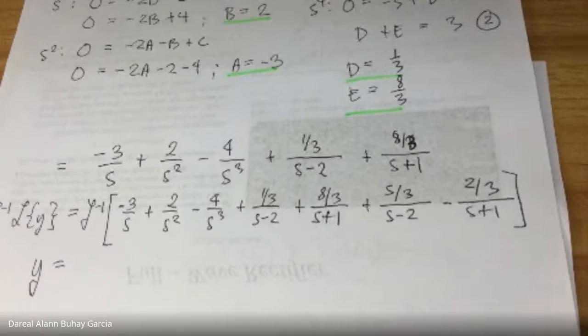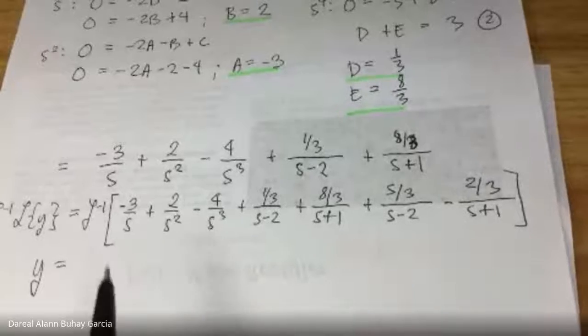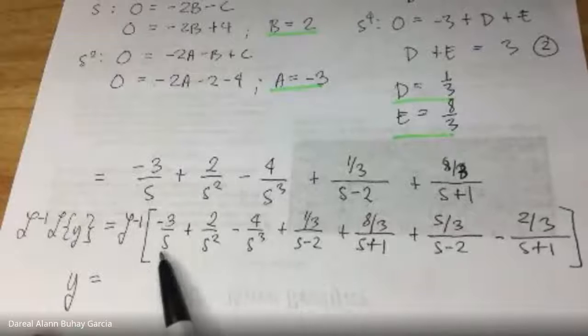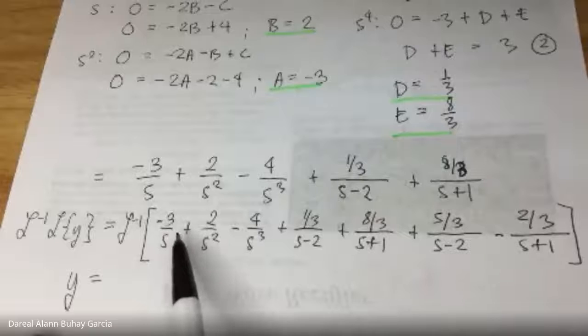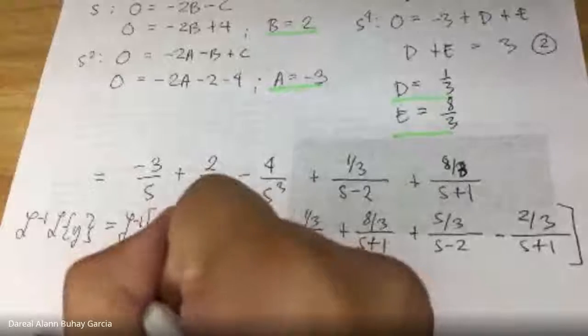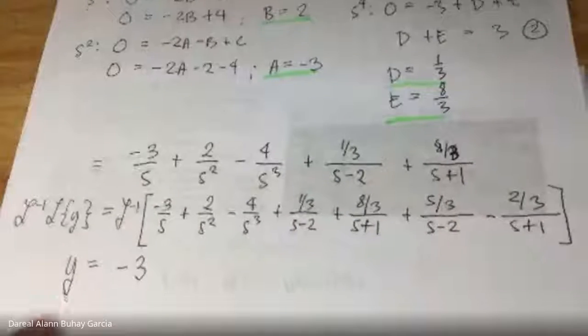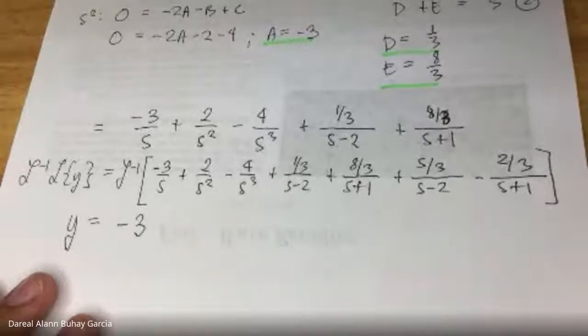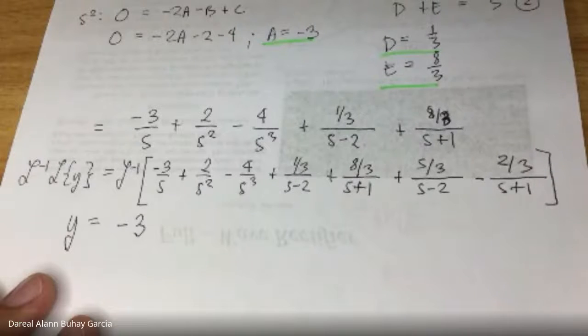Table. What's the inverse Laplace of this one? What's the inverse Laplace of 1 over s? 1, sir. 1. So, the inverse Laplace of negative 3 over s is negative 3. Okay, next, 2 over s squared. So, n is 1. 1 factorial is 1.